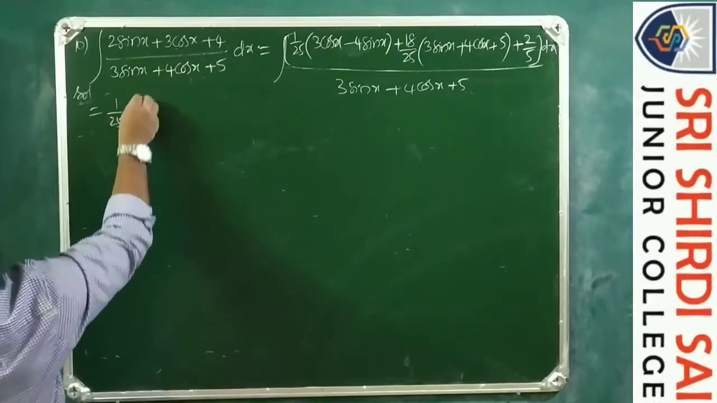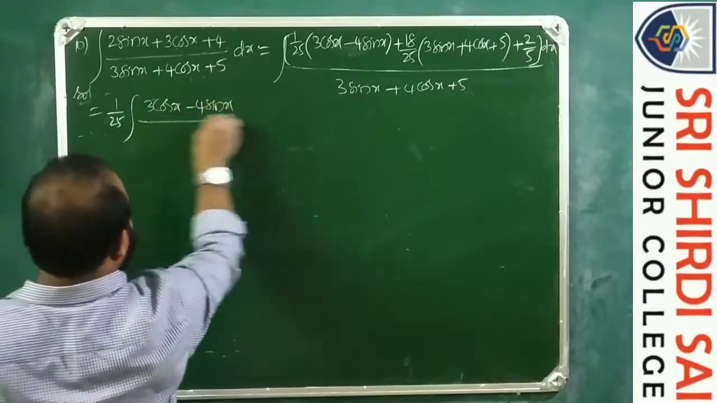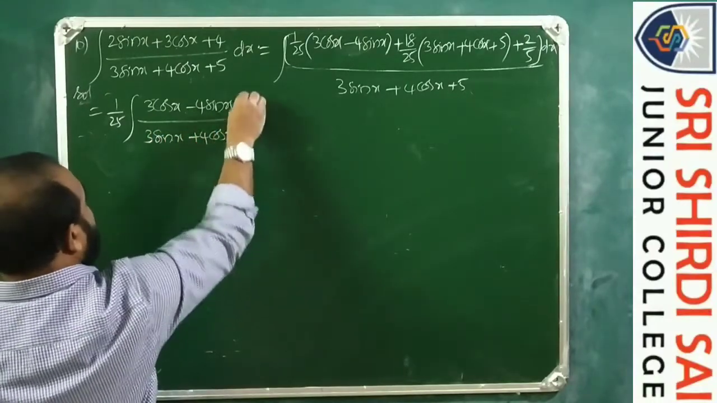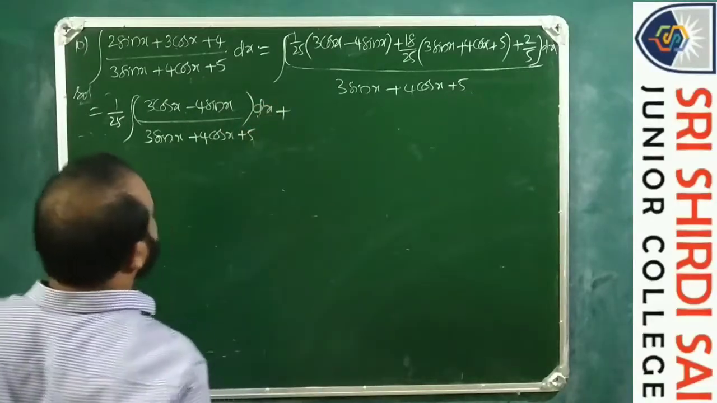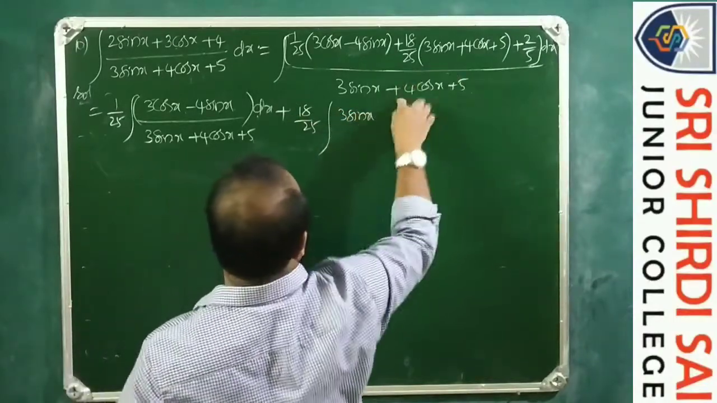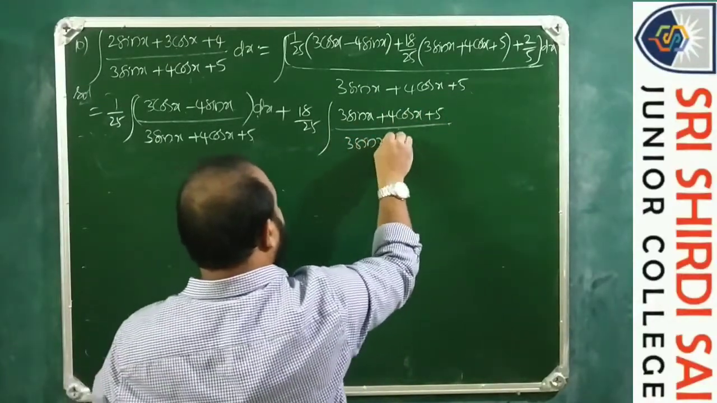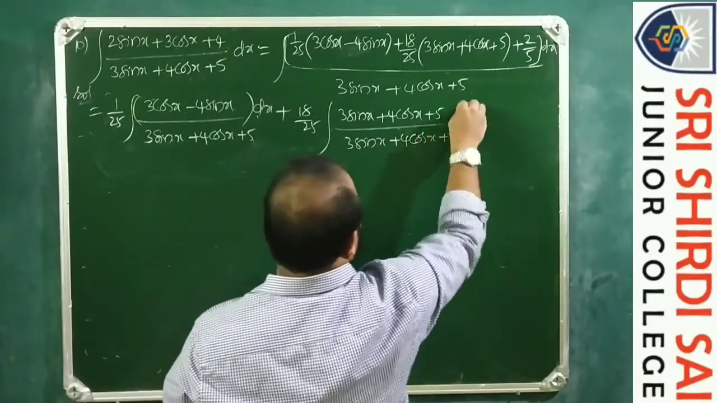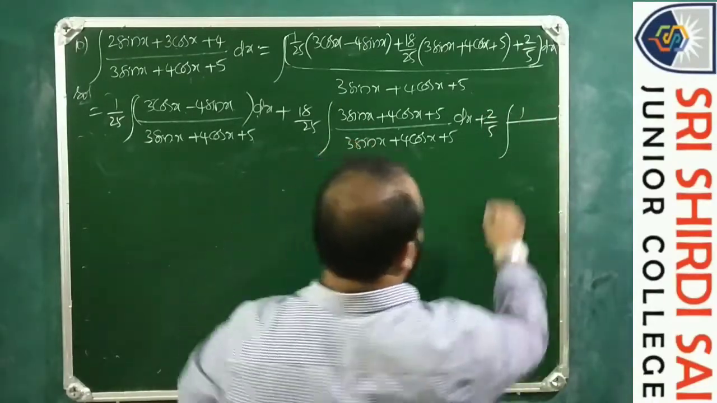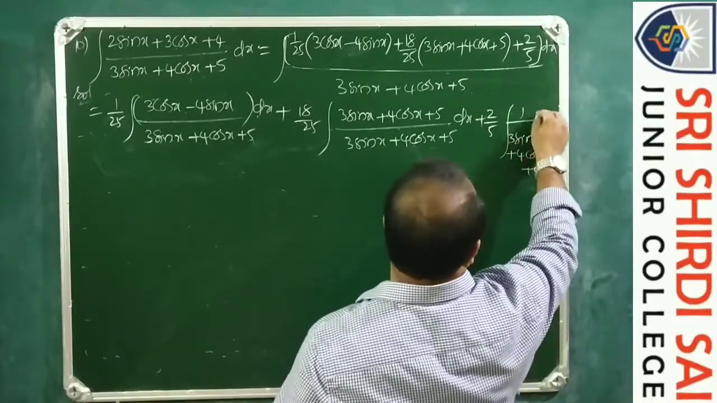1 by 25 integral (3 cos x minus 4 sin x) by (3 sin x plus 4 cos x plus 5) dx plus 18 by 25 integral (3 sin x plus 4 cos x plus 5) by (3 sin x plus 4 cos x plus 5) dx plus 2 by 5 integral 1 by (3 sin x plus 4 cos x plus 5) dx.